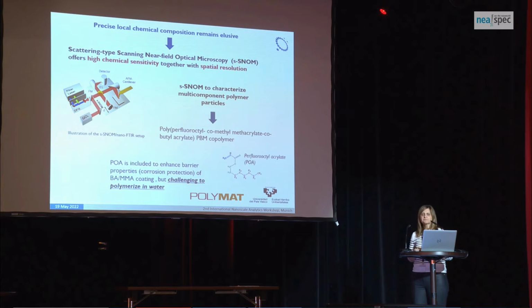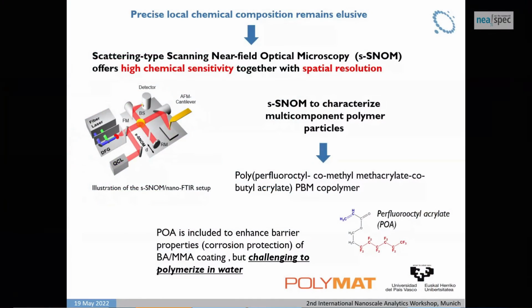In this work, we characterize the poly(perfluorooctyl acrylate-co-methyl methacrylate-co-butyl acrylate) that I will call from now on PMB copolymer. This is an example of synergetic effect. In this system, we wanted to add a fluorinated monomer that I will call POA, because these monomers are very hydrophobic, have very nice properties, and can improve the barrier properties of our anti-corrosion acrylic-based coating. But it's very challenging to polymerize in water.